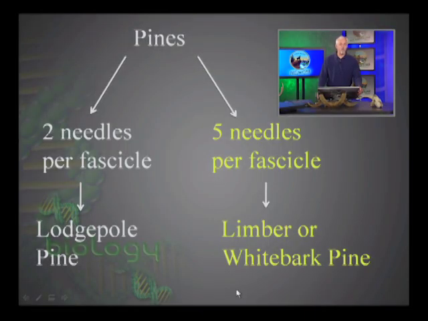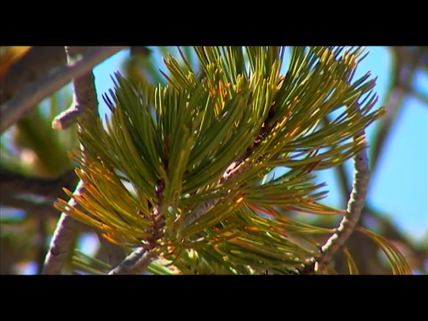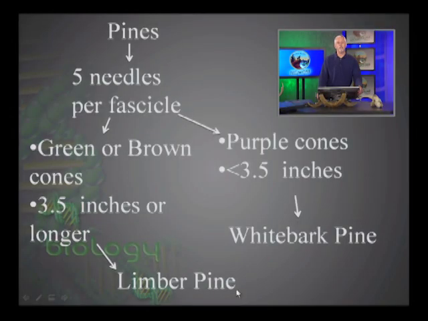And then the other pines that we encounter in the ecosystem will have 5 needles per fascicle, and those will either be limber pines or whitebark pines. The differences there is that the limber pines will have relatively large cones, either green or brown. So the female cones start off kind of greenish, eventually end up brown, and they'll be 3.5 inches or longer. And then the whitebark pine, the cones are actually purple, much like that subalpine fir that we just saw a couple of minutes ago. And the cones will tend to be smaller, usually less than 3.5 inches.